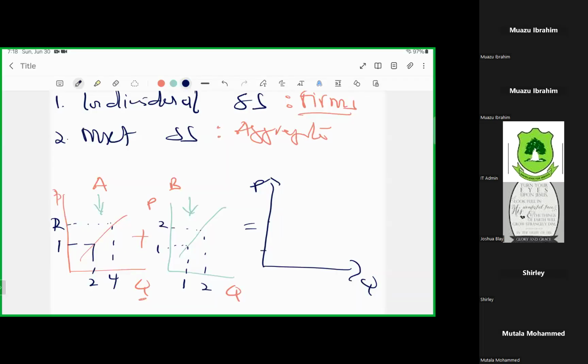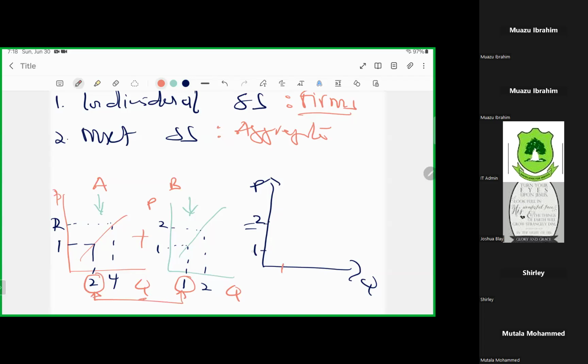Okay, that's good. So I've started. In this particular case, we have price here. We also have price. So at price one, how much is firm A able to supply? Two. And how much is firm B able to supply? One. So this plus this is the aggregate supply for the market.